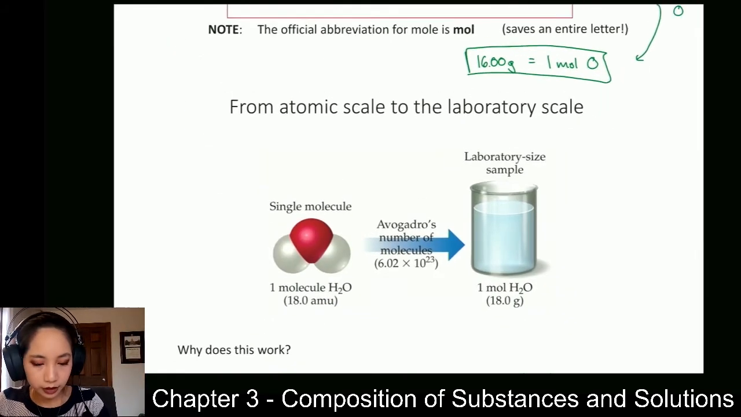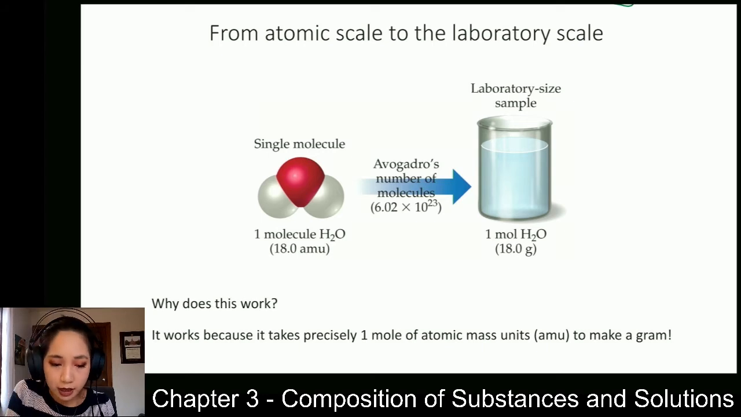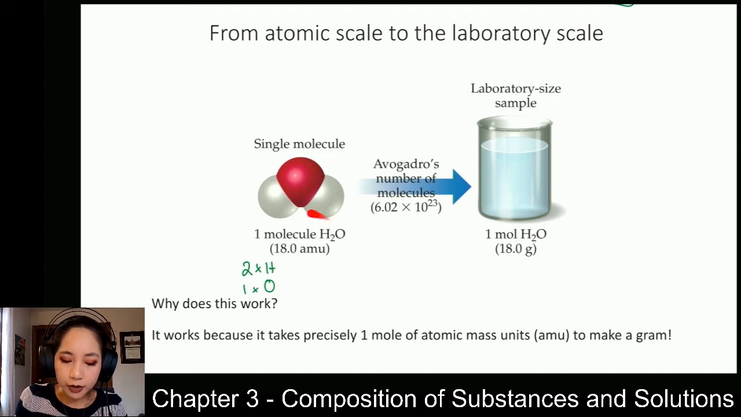So again, the mole, we use this to convert from the atomic scale that we have been talking about, single atoms, to the laboratory scale. So here's another example. If we calculated the molecular mass of 1 molecule of H2O in AMU, you would see that there's 2 hydrogens, 1 oxygen, and you would calculate that equals 18.02 AMU. But we can't measure an AMU in lab. So that's why instead of talking about single molecules of water, we talk about moles of water.